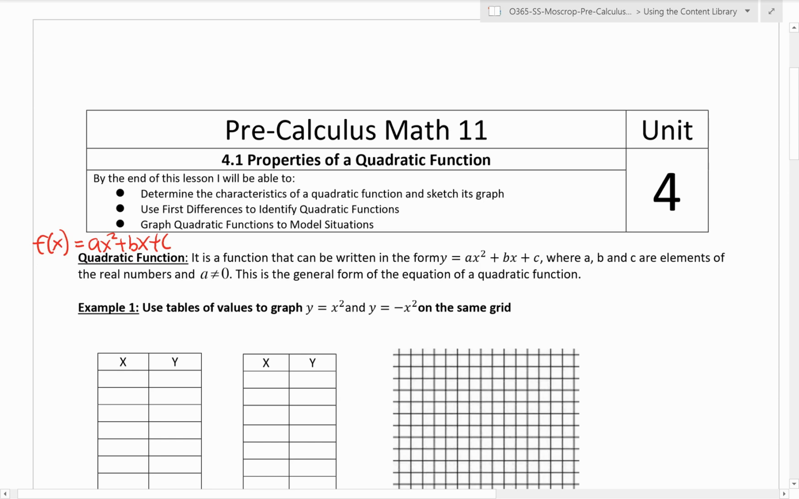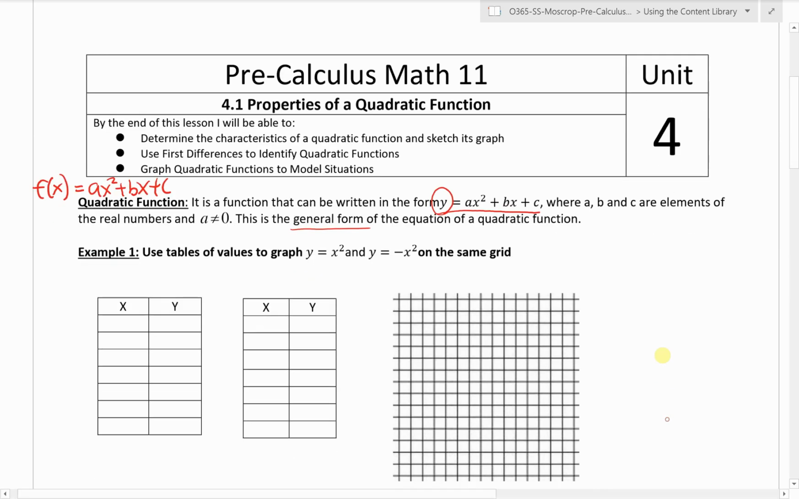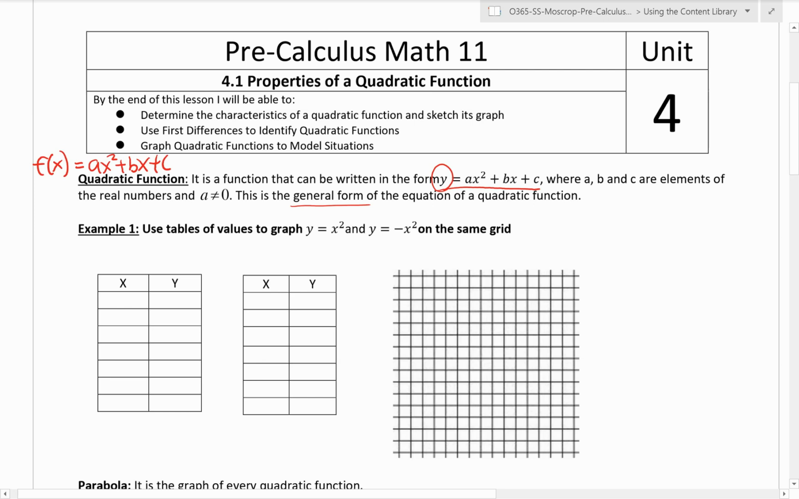It's the function notation. Sometimes though you do see it written in the form y equals ax squared plus bx plus c. Okay, so for simplicity, recall f of x really is just the y value, and that's why we write y there. Where a, b, c are elements of the real numbers and a cannot equal 0. Okay, this is the general form of the equation of a quadratic function. So y equals ax squared plus bx plus c, or f of x equals ax squared plus bx plus c is the general form. All right, now we have not seen what the graph of this function looks like.